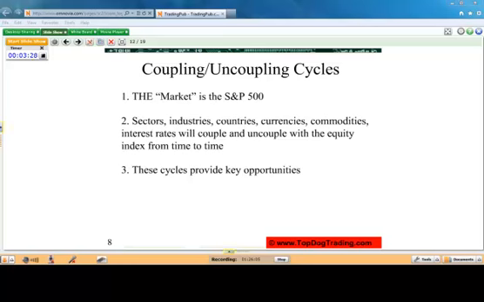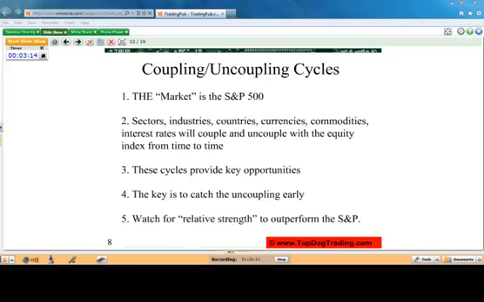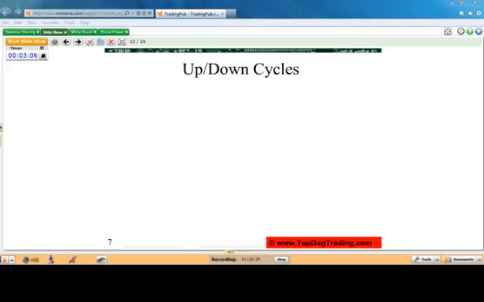And so what we do is we look for, are they trading with or against the S&P? These cycles can provide some key opportunities, but the key is to catch the uncoupling early. You watch for them trading together, and then you look for the other market to start to uncouple. And if you can catch that early, quite often that will be a very, very good trade. It's a relative strength trade is what it really is, and it's a way of attempting to outperform the S&P.